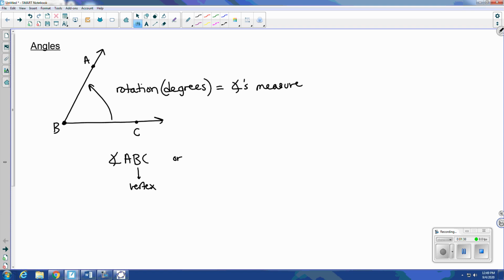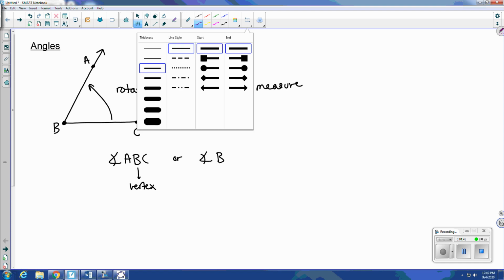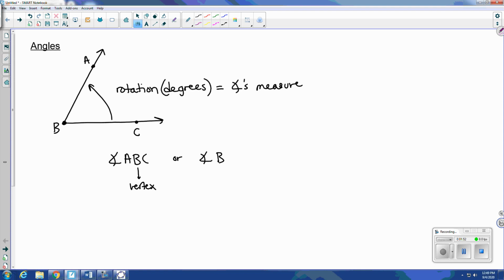Or if this is a standalone angle and there's no other angle that shares vertex B, we can simply name the angle by its vertex. So we can just call it angle B. The scenario where you would have to use 3 letters is if the following occurred. Let's say I extend another ray from B. Now if I reference just angle B, you don't know which of the 3 angles that are here I'm talking about. Are you referring to this angle? Or this angle? Or the whole angle? Because you don't know, it's important that if a vertex is shared between more than one angle, you use 3 letters to name your angle.